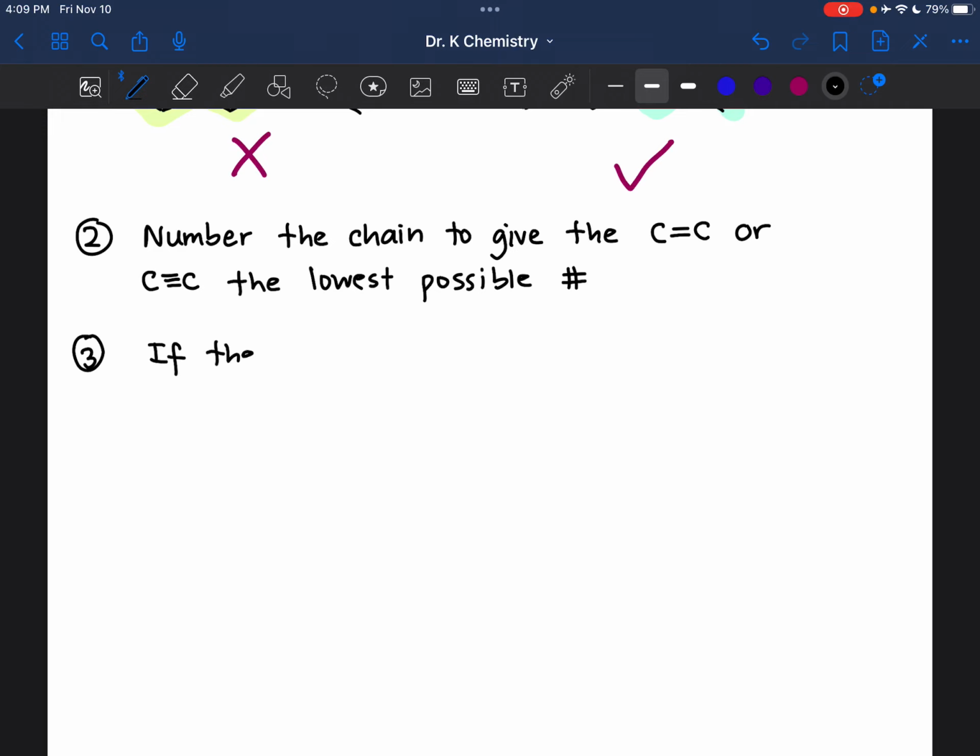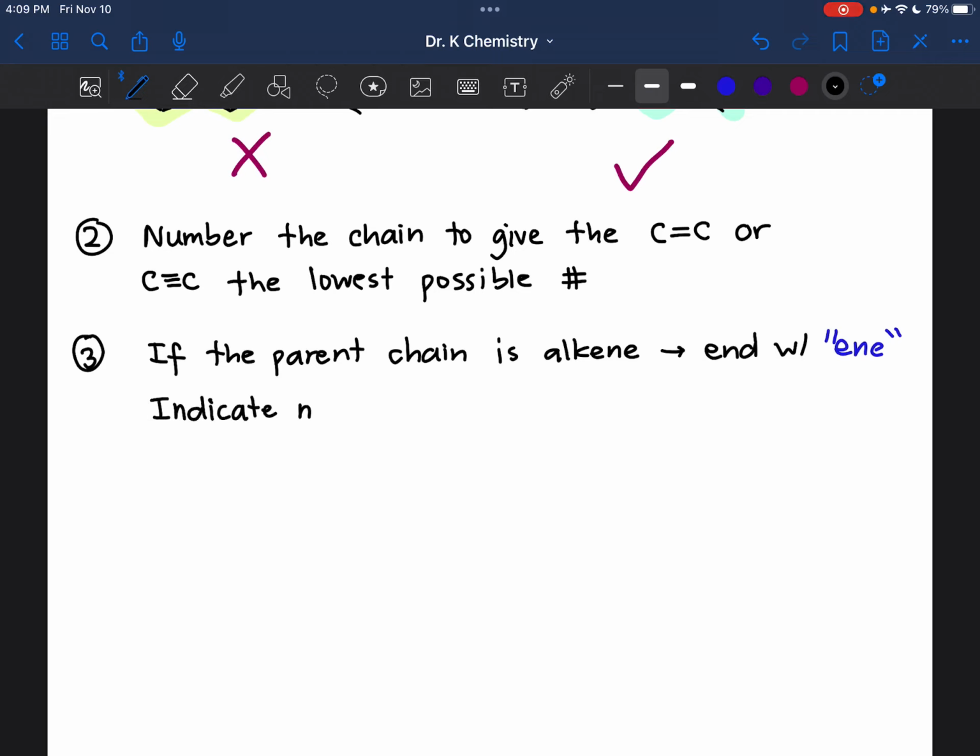If the parent chain is an alkene, we are going to end with -ene to indicate that it's an alkene. So we'll change the ending to reflect what type of functional group we have. And we need to indicate numerically where the carbon-carbon double bond starts. So let's do an example.